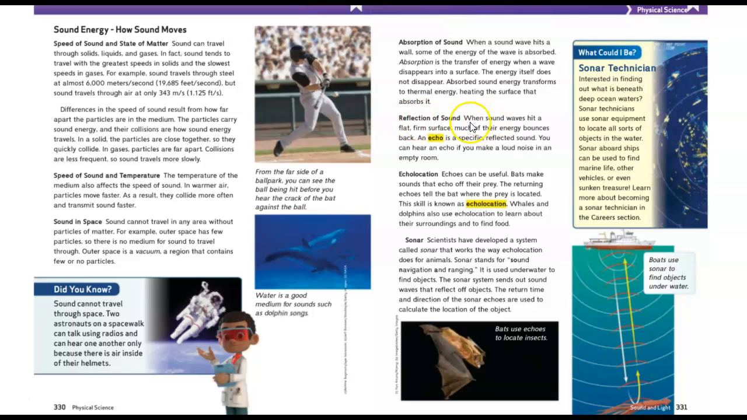Reflection of sound. When sound waves hit a flat, firm surface, much of their energy bounces back. An echo is a specific reflected sound. You can hear an echo if you make a loud noise in an empty room.